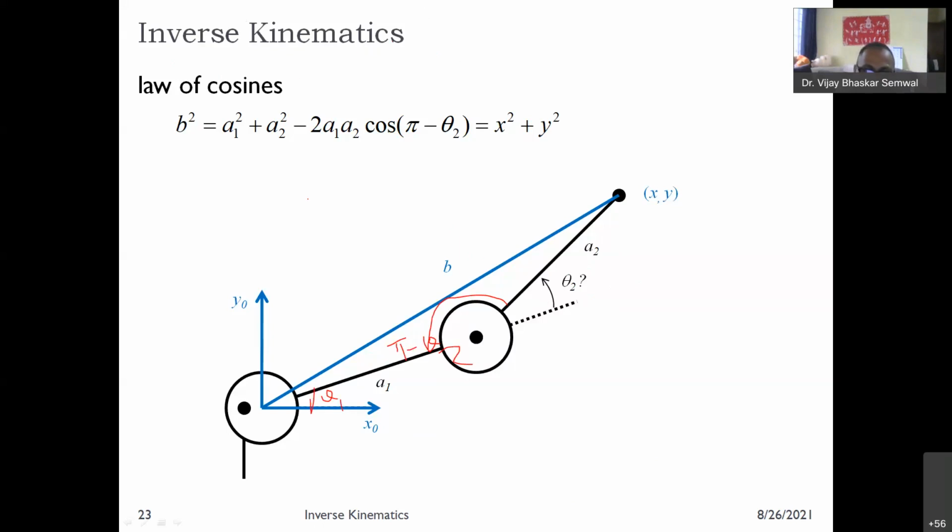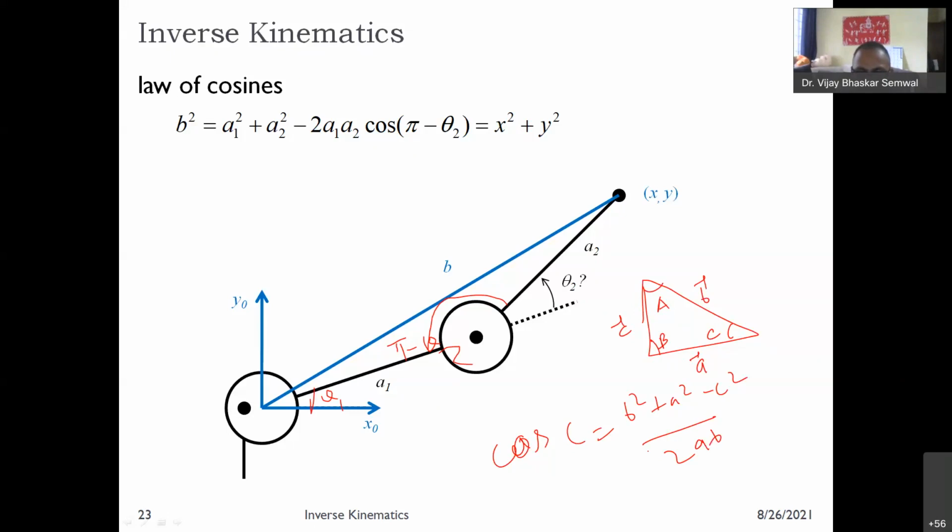Suppose there are angles A, B, C. If I need to find cos C, what is cos C? B square plus A square minus C square, the cosine formula, upon 2 A B. So what is your cos C? This is cos of pi minus theta 2, which is A1 square plus A2 square minus the diagonal B square, upon 2 A1 A2.